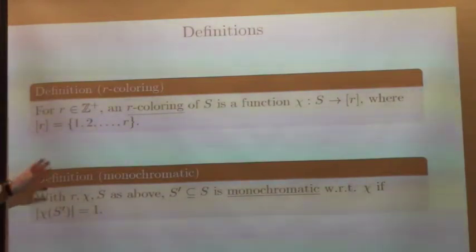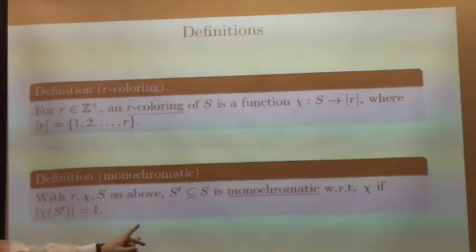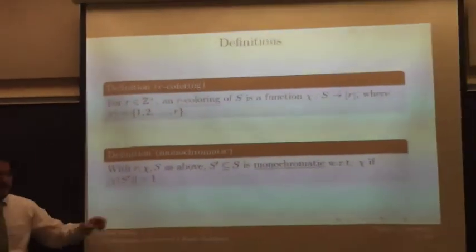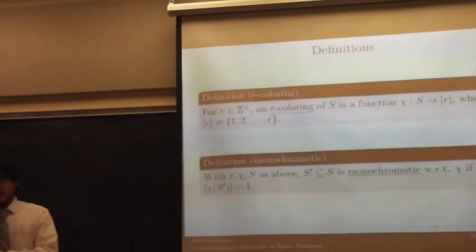And with all of these things as above, some subset of S is called monochromatic if the number of colors assigned to it, say that set is S prime, is 1. So monochromatic.